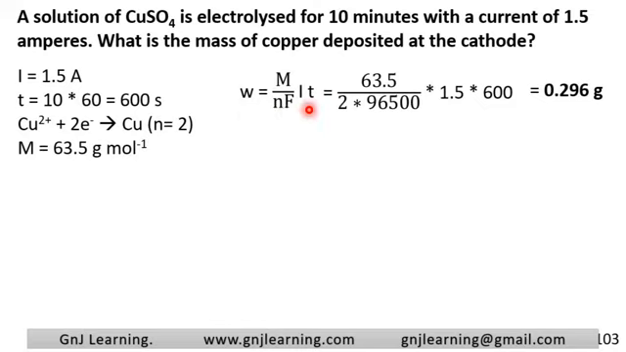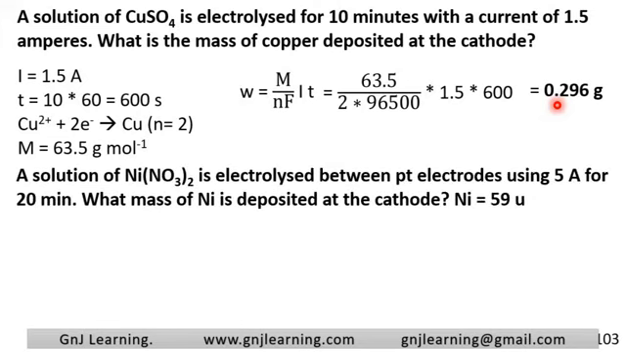So in this equation I have substituted for Z. I have used the equation Z is equal to M by NF, which we have seen in the last slide, and for Q it is I into T. So substituting, I got the value 0.296. We'll see a similar problem.